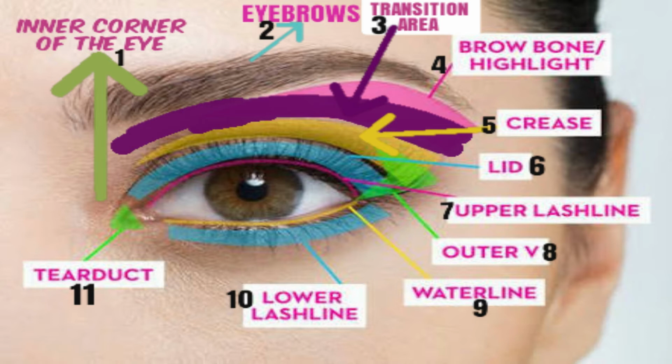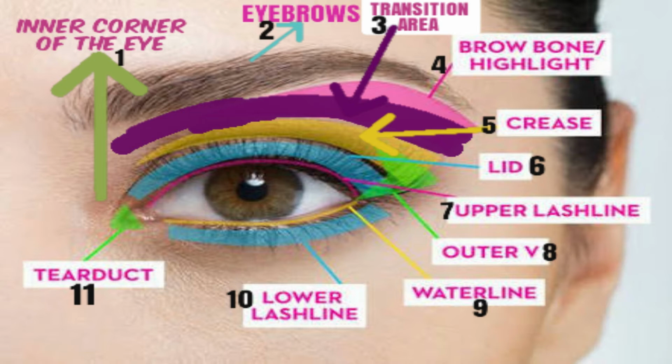Where you have the yellow color, which is number 5, you have the crease. So whenever I say this color is going into the crease, that is what I mean by crease. You see the arrow pointing to number 5, that is called the crease. Okay, now number 6 is where you have the lid.